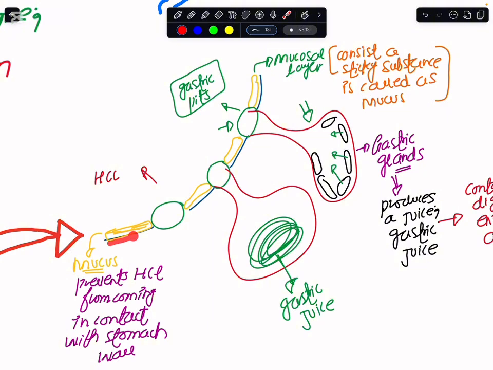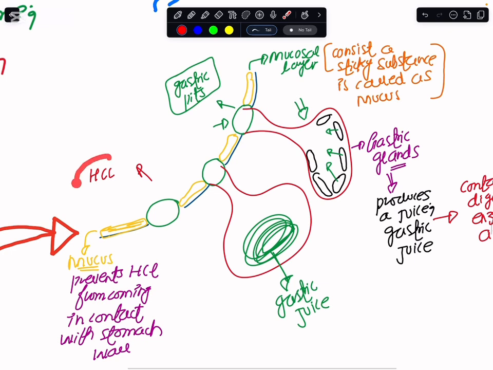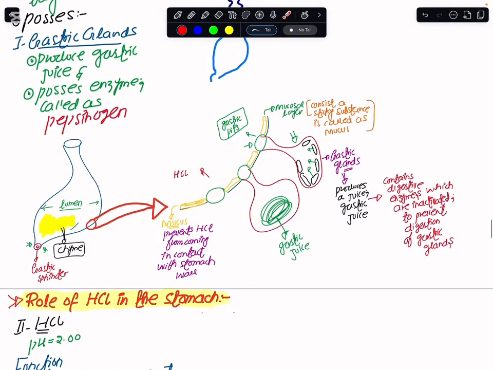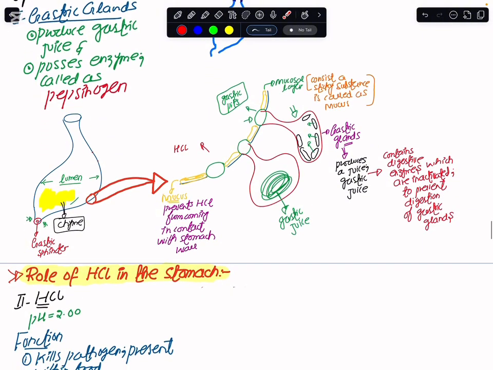Now, since the wall of the stomach is living, there is quite a possibility that this hydrochloric acid can degrade or digest the wall of the stomach, but this is prevented by the presence of the mucus, because the mucus would not allow the gastric juice or the enzymes in it to come in contact with the wall of the stomach. In this way, our stomach wall is safe from the catalytic breakdown by the enzymes.